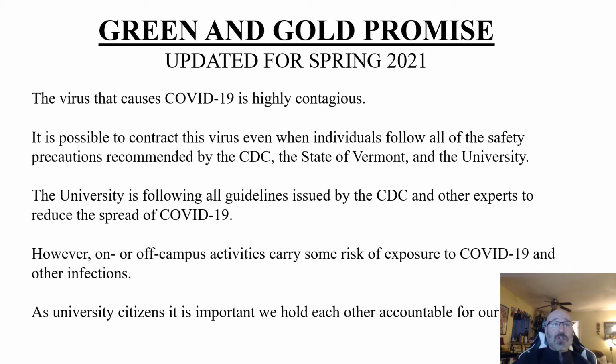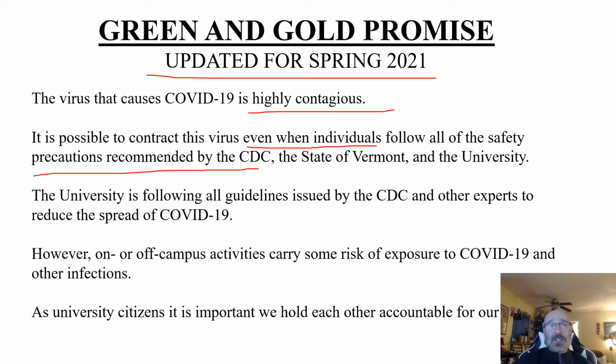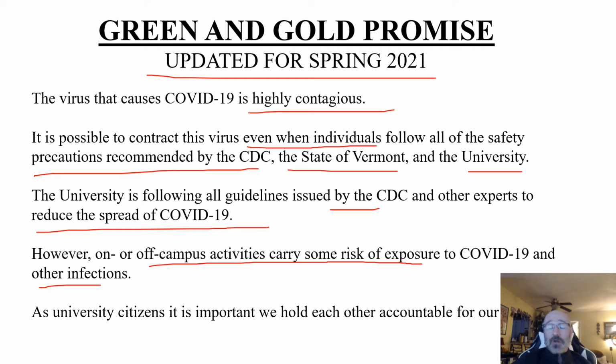UVM has issued some updates for this spring 2021 semester for the Golden Green Promise. Just a couple things to highlight. The virus is highly contagious. It's possible to contract the virus even when individuals follow all the safety precautions recommended by the CDC, state, and the university. The university is following all guidelines issued by the CDC and other experts to reduce the spread of COVID-19. However, on and off campus activities carry risk of exposure to COVID-19 and other infections. As university citizens, it's important that we hold each other accountable for our actions. So this is just the update that UVM has issued for the COVID-19 Golden Green Promise.